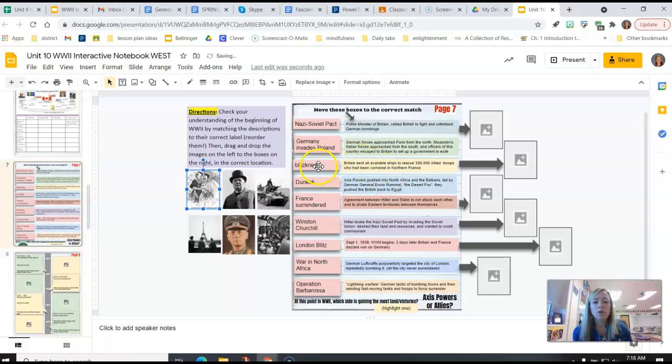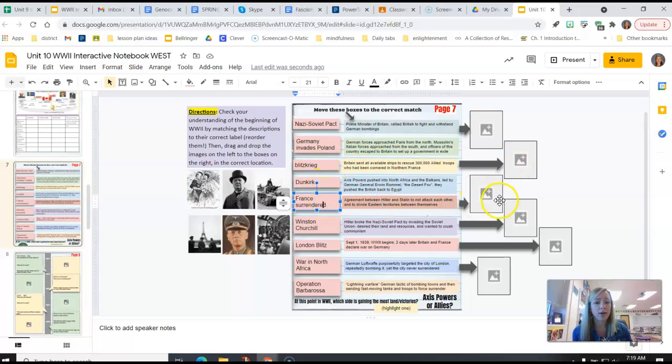Another one will describe Blitzkrieg. Another one will describe France surrendering. One of them will show an image of Winston Churchill. One of them will show an image of the London Blitz. And one of them will show a person or something from the war in North Africa.